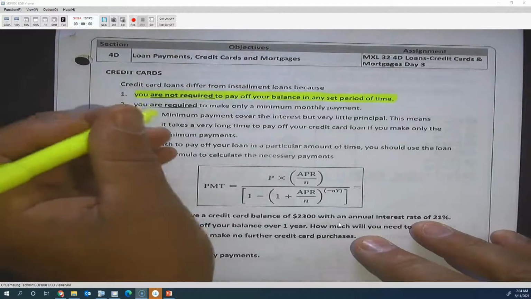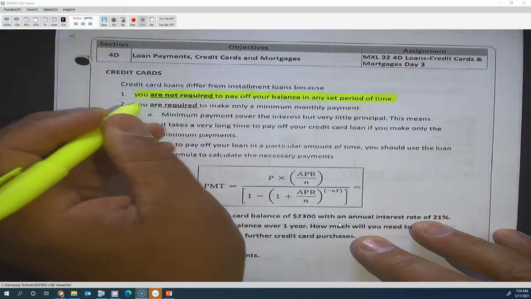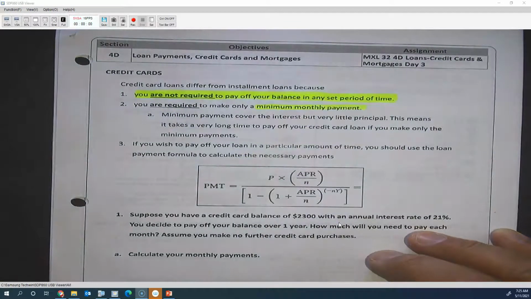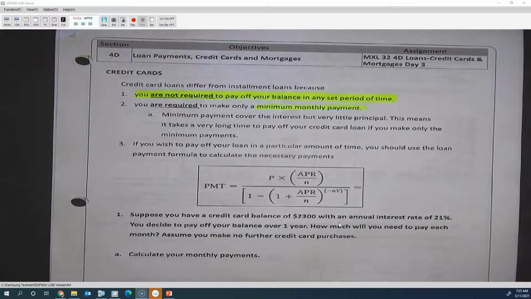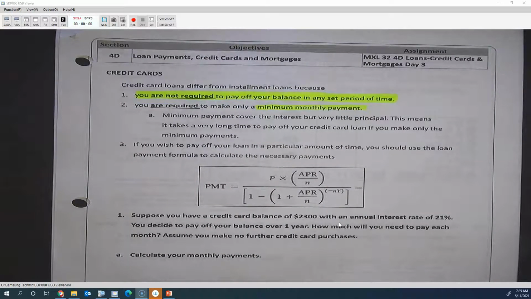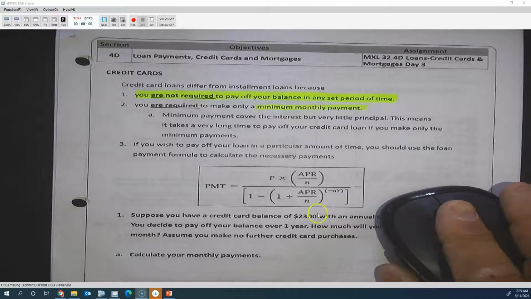Now, what you are required to do on a credit card is make a minimum monthly payment. Now the problem with making a minimum monthly payment is that the payment usually just covers the interest that you've accrued, and it doesn't really pay down much of the principal. That's the money that you owe. So what I'm going to show you here is an example of how long it would take you to pay off a debt if you just paid the minimum payment.